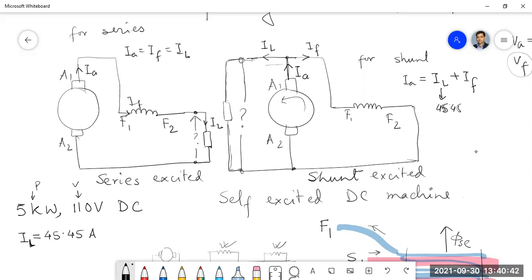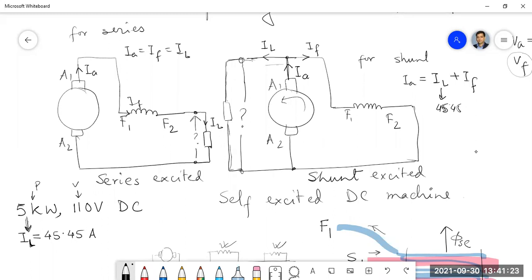So we want low field current. Because we are not interested in power in the field, because the power rating of the machine depends on the load. Whatever power is dissipated across the field will be treated as a loss only. And if the loss is more, then you will have less efficiency. So therefore you will want the field current to be as low as possible.